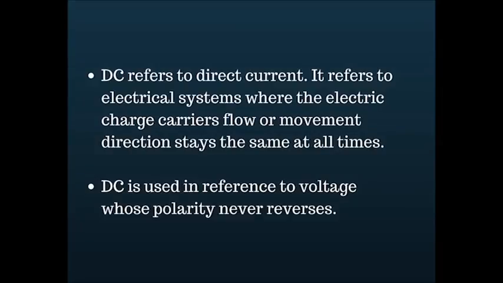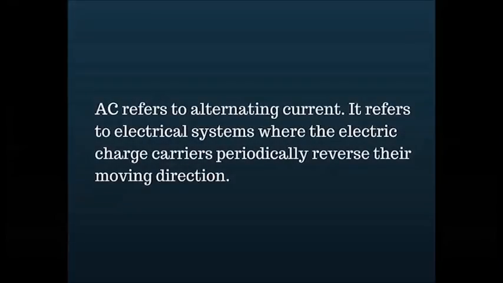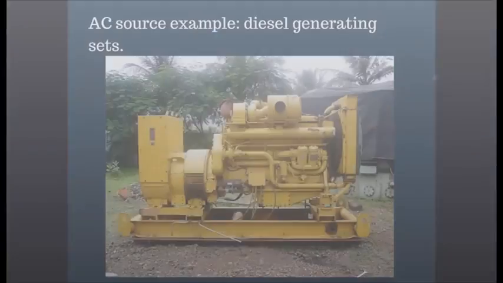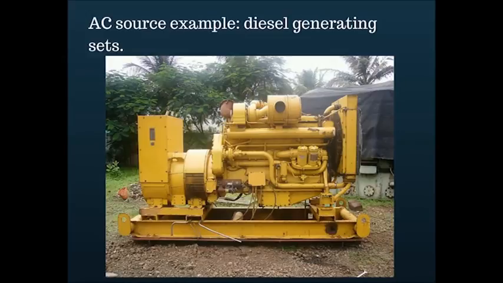Solar panels are DC sources, DC referring to direct current. In DC electrical systems, the charge carriers' flow or movement stays the same at all times. Alternating current, or AC, refers to electrical systems where the electric charge carriers periodically reverse their moving direction. Generators, for example, are AC sources.